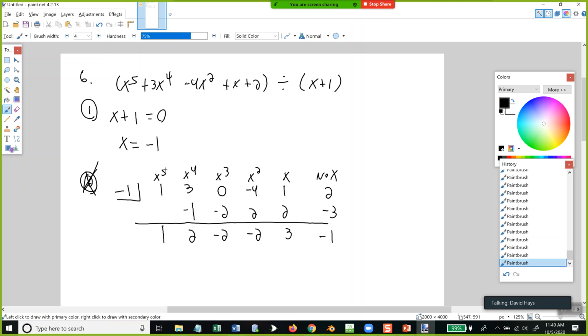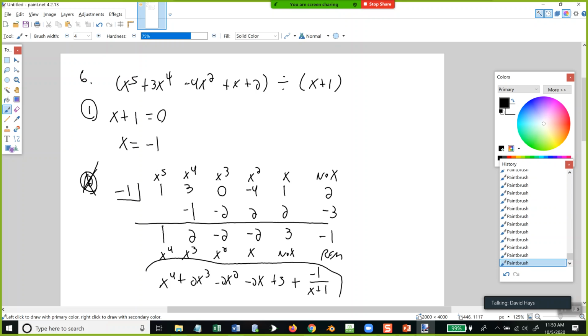Now this was x to the fifth. This will be 1 degree lower. This will be x to the fourth, x to the third, x squared, x, no x, and a remainder. So we're going to have x to the fourth plus 2x to the third minus 2x squared minus 2x plus 3 plus -1 over what we're dividing by, which is x plus 1.